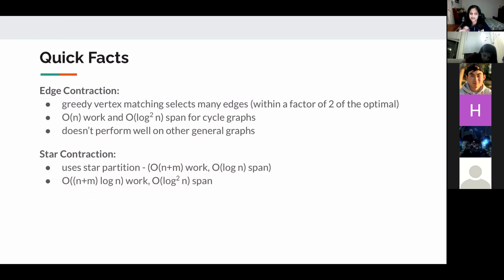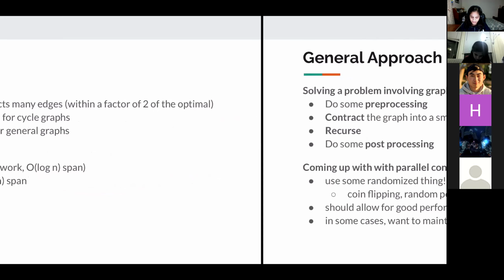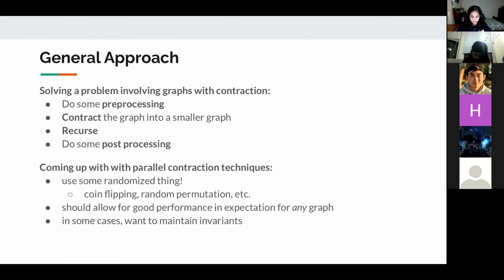When you're thinking about using contraction to solve a problem, there are some general approaches you can think about. You can first think about doing some sort of pre-processing, then contracting the graph into some smaller graph, then recursing, and then doing some post-processing. If you want to come up with some sort of parallel contraction technique, make sure you're using some sort of randomized thing, like coin flipping, random permutation, et cetera. Ideally, your contraction technique should allow for good performance in expectation for any graph, unless you're trying to do it for a specific type of graph, in which case you would want it to be good for that specific type of graph.